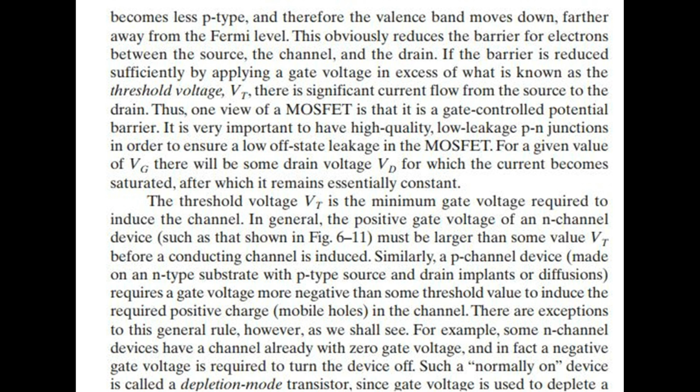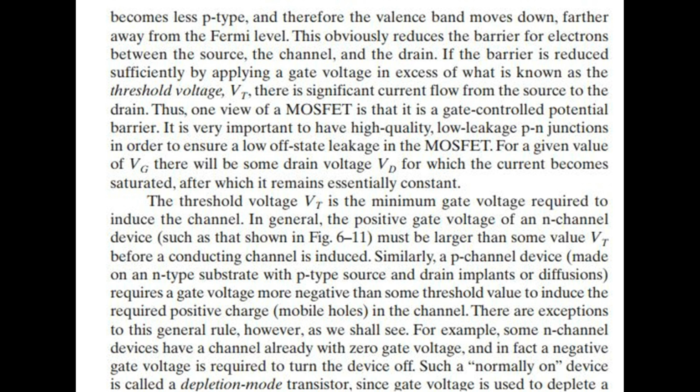Similarly, a p-channel device, made on an n-type substrate with p-type source and drain implants or diffusions, requires a gate voltage more negative than some threshold value to induce the required positive charge, mobile holes, in the channel. There are exceptions to this general rule, however, as we shall see. For example, some n-channel devices have a channel already with zero gate voltage, and in fact a negative gate voltage is required to turn the device off.